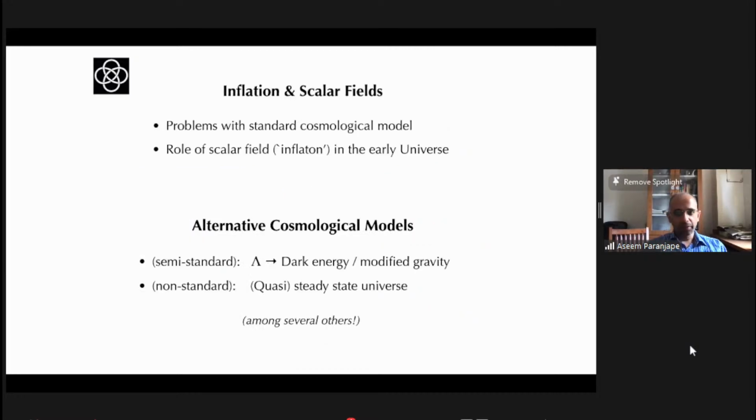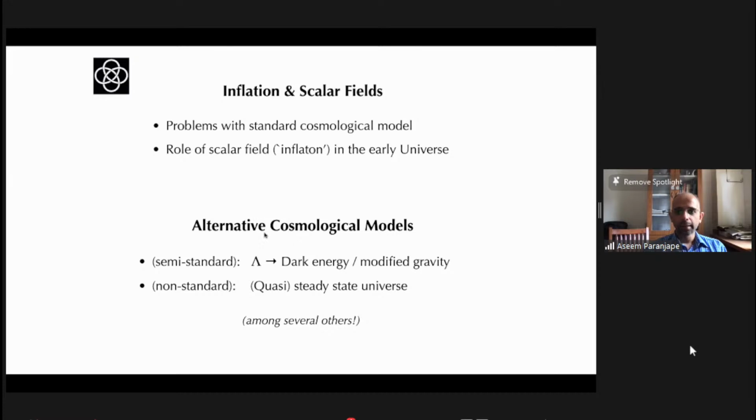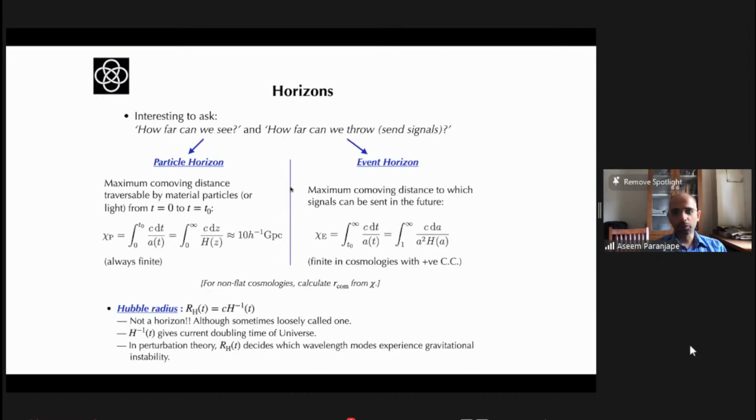This is a brief outline of what I want to do in this lecture. In the first half, I will discuss some problems with the standard cosmological model the way we have discussed it, and then talk about how these problems can be addressed using this idea of inflation. In the second half, I will talk about some alternative cosmological models, basically focusing on what is the issue with saying that there should be a cosmological constant in the picture, and what other ideas have been proposed in the literature.